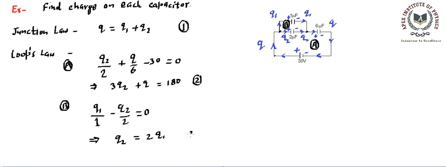So that's our third relation. Now we have got 3 equations or 3 relations, and there are 3 unknowns, Q1, Q2 and Q. Mathematically we can solve these 3 relations to find Q1, Q2 and Q. Let's try to find these values.